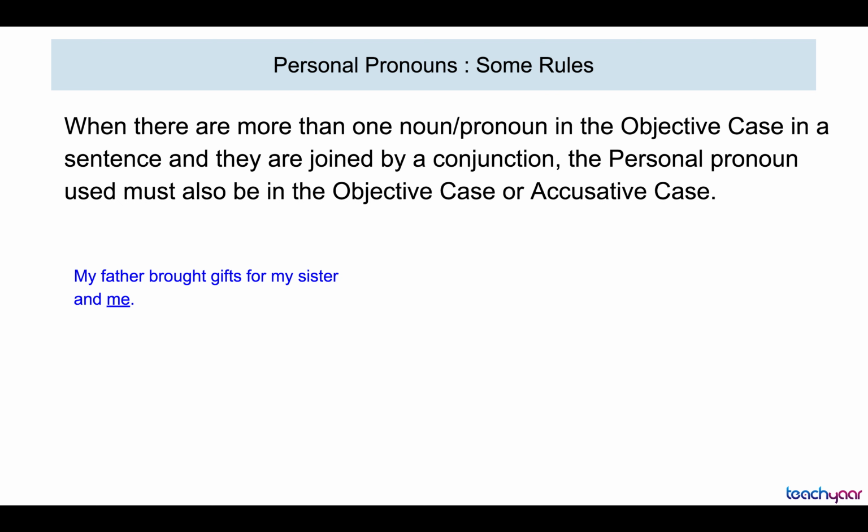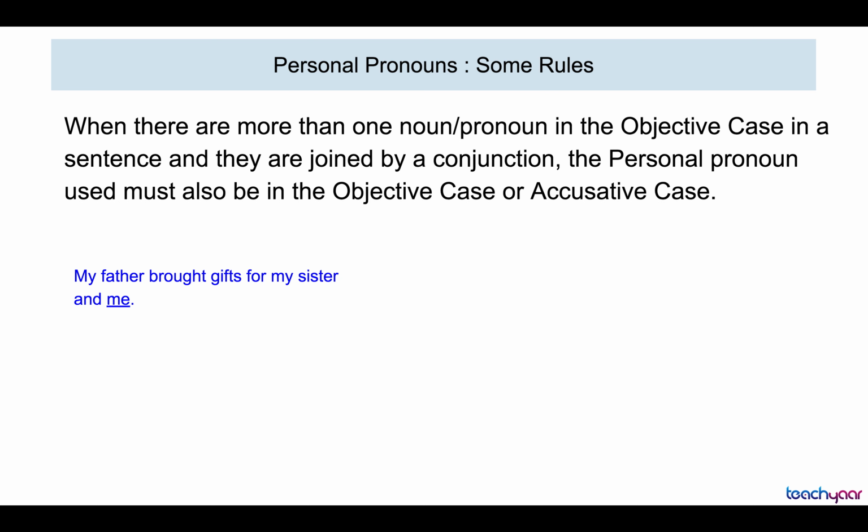Now sister is a noun, me is a pronoun. So when there is more than one noun or pronoun, there is a noun here, sister, and a pronoun, me. Because they are the indirect object, that's why it is written in the objective case. They are joined by a conjunction. Yes, my sister and me. The conjunction is there. So which personal pronoun do we have to use? We have to use the personal pronoun which is also in the objective case. That is why we say me.